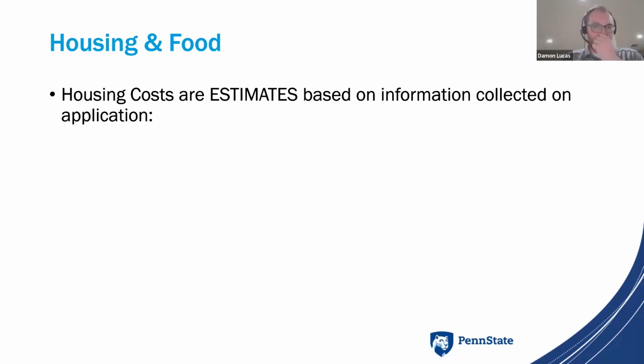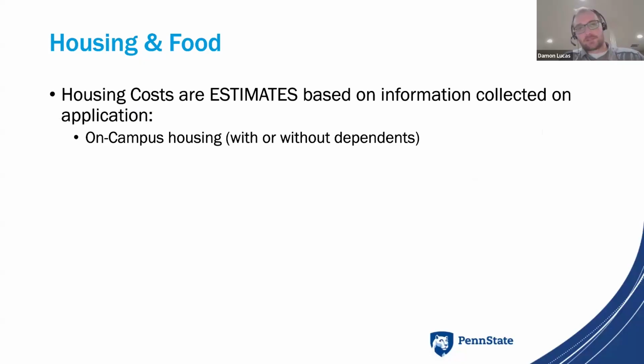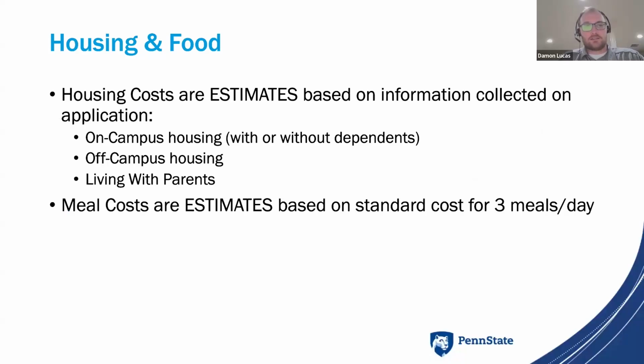All right, so next, housing and food. Housing and food costs are estimated based on the information collected via the application. So we have on-campus housing with or without dependents, off-campus housing, and living with parents. Those are our three primary housing options. You'll see that when you see the cost per term I was mentioning in the calculator, you can select those three options. There is budget set aside for off-campus housing as well as living with parents, and then on-campus housing you'll see if you're living on campus.